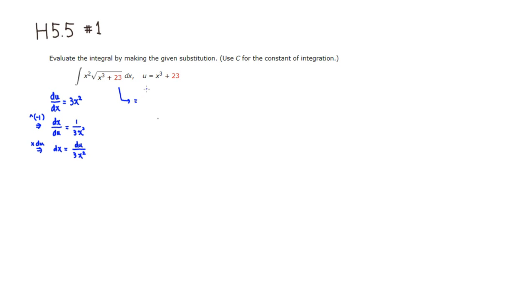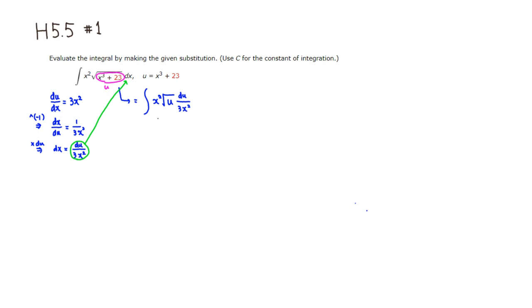So it's going to be the integral. I'm going to leave x squared as it is, since I will be able to cancel that later. Then there's a square root. Remember that we decided to call the expression inside the square root u, so we can just say square root of u. And then we found an equivalent expression for dx, so we can stick this where dx is. I'm going to write du over 3x squared.